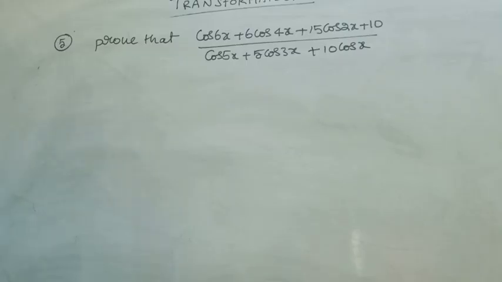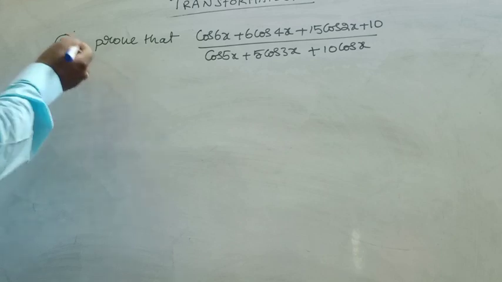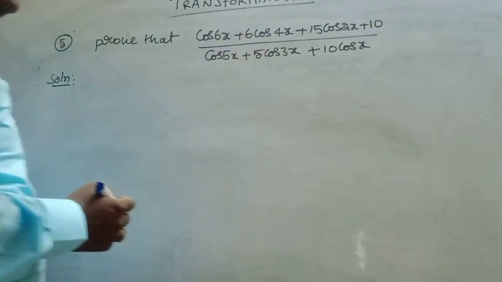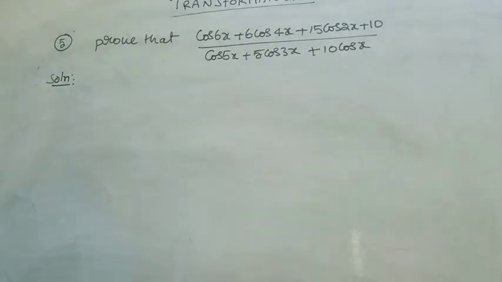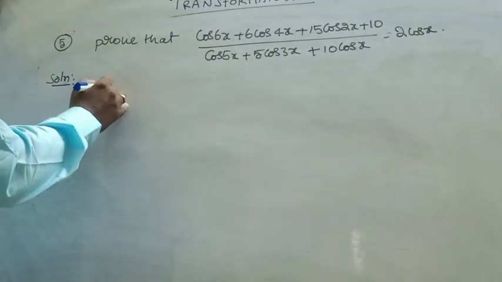Now see, my dear students, the fifth one, the last problem of this class. Prove that cos 6x plus 6 cos 4x plus 15 cos 2x plus 10, divided by cos 5x plus 5 cos 3x plus 10 cos x, is equal to 2 cos x. This is what we have to prove. Now see, my dear students, how we are going to do this beautiful problem.